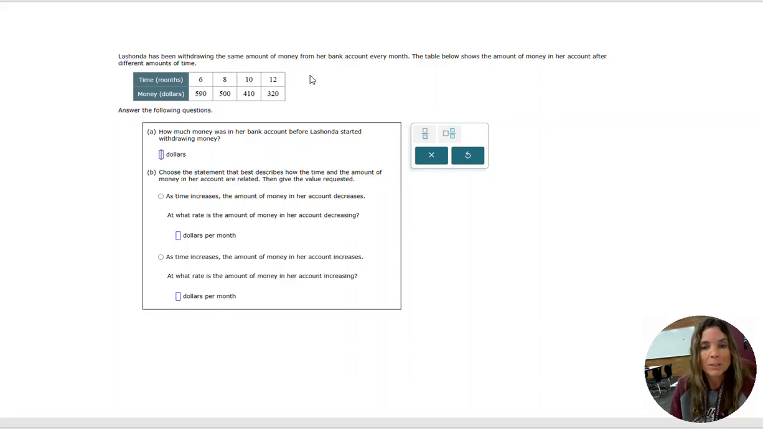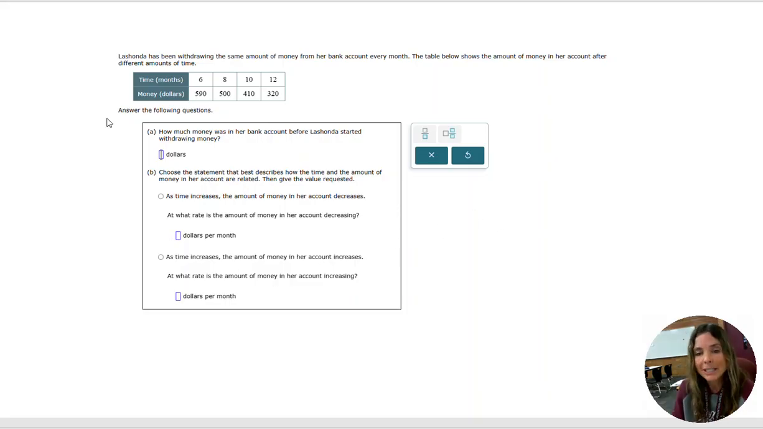Here we go. LaShonda has been withdrawing the same amount of money from her bank account every month. The table below shows the amount of money in her account after different amounts of time. Questions are, how much money was in her bank account before she started withdrawing money? Okay, so that means we want to know how much money she had at time 0. And then we also want to know what the rate of change is in dollars per month.